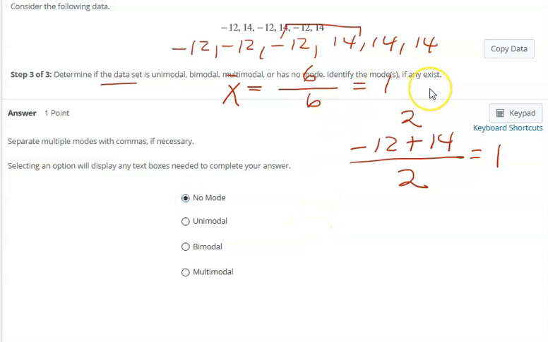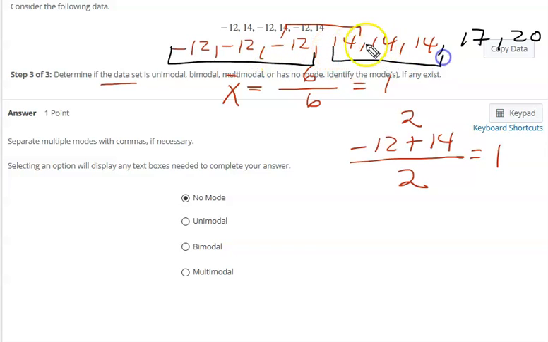Now, just for review, if we had additional data here, and let me get a pen going here, and let's say we had a 17 and a 20. Now we don't, but if we did, then this would not be no mode, because now there are 3 negative 12s, and there are 3 positive 14s. This would have been a bimodal. That's not what they're asking here. We just answer depending on what is displayed.